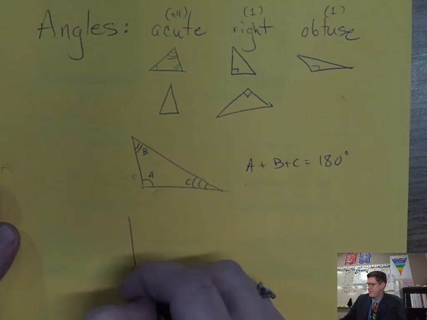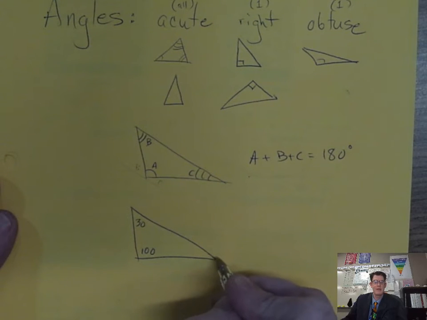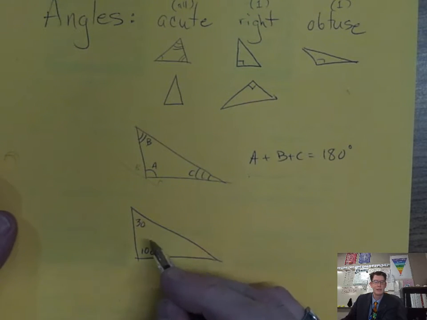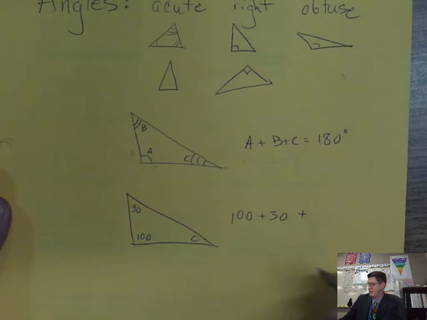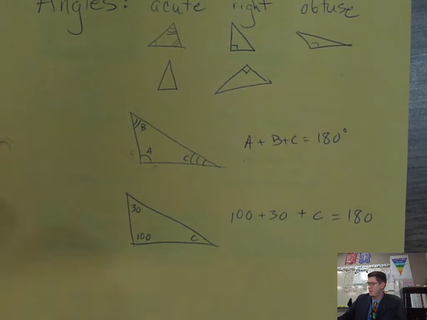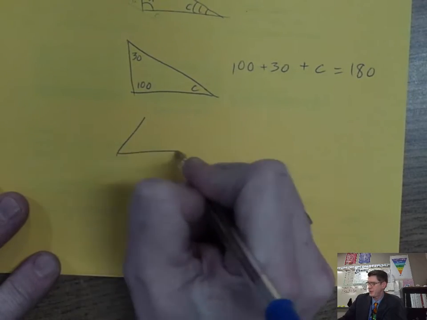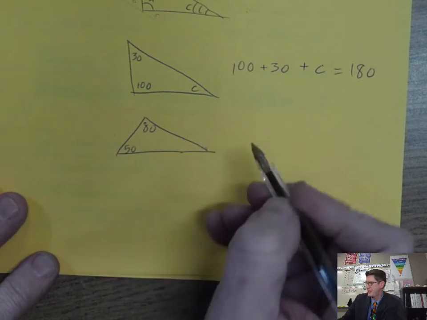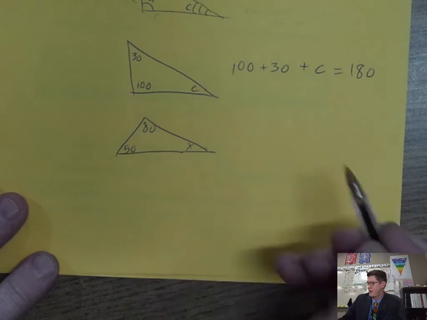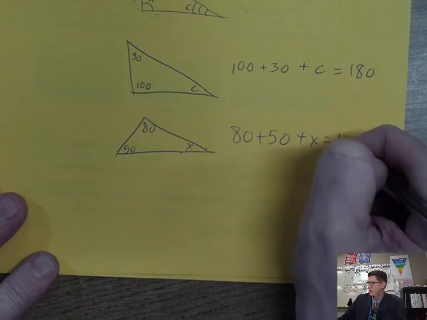So if I've got a triangle that looks like this, and I tell you that this angle is 100, and this angle is 30, you can figure out the measurement, the degree of that angle. It's because 100 plus 30 plus whatever this is, let's say it's angle C, all of that has to equal 180. And then it's just an equation you can solve. If I have one that looks like this, where one is 80 and this one is 50, we can figure out the angle X by taking 80 plus 50 plus X is 180.